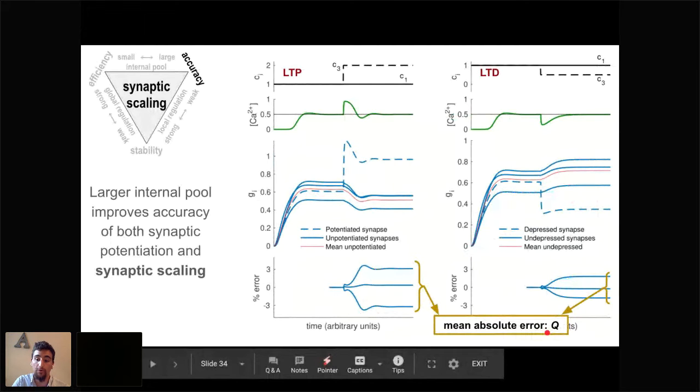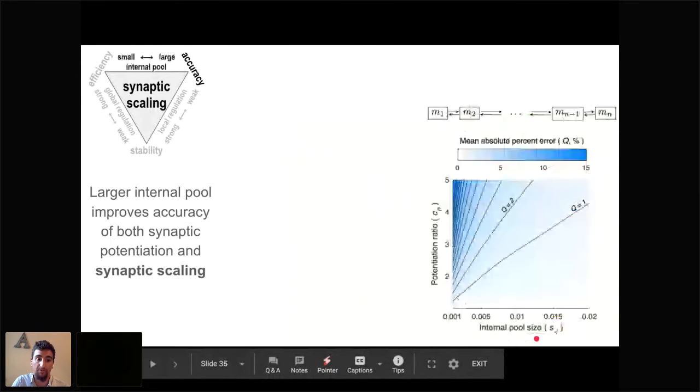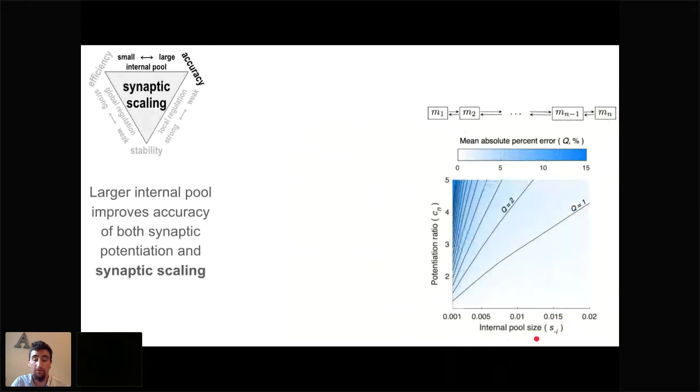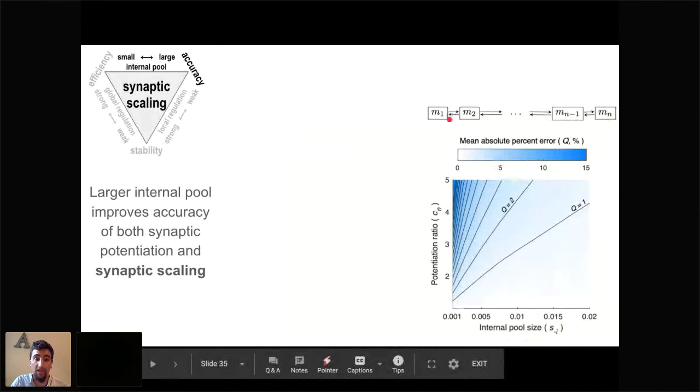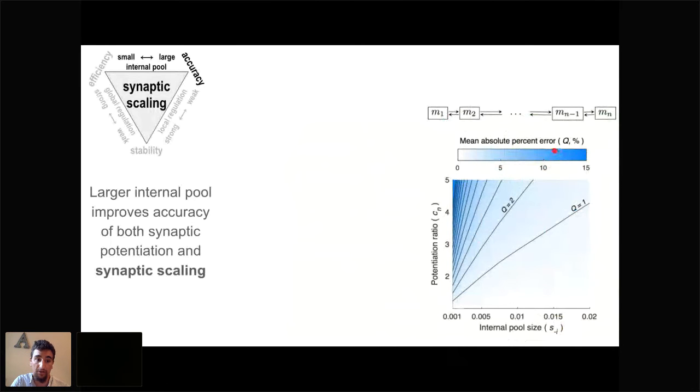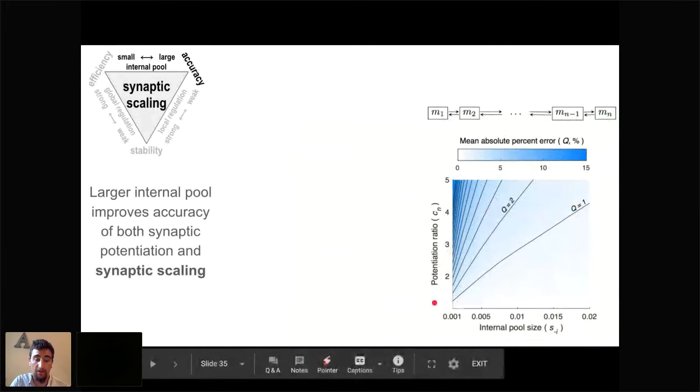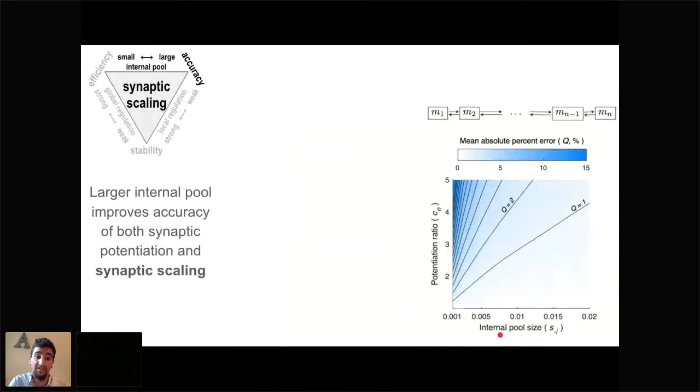Now let's see how Q, this mean absolute error, changes with morphology. So we're going to have a series of simulations in a simple cable model, and we have this measure of accuracy, mean absolute percent error, that I'm calling Q. We run the simulation for many potentiation ratios plotted on the y-axis and many internal pool sizes on the x-axis, and we're going to compute Q. So from this plot, we could see that error increases with stronger synaptic potentiation. That's expected. We also see that error decreases with larger internal pool size, which was one of the trade-offs.